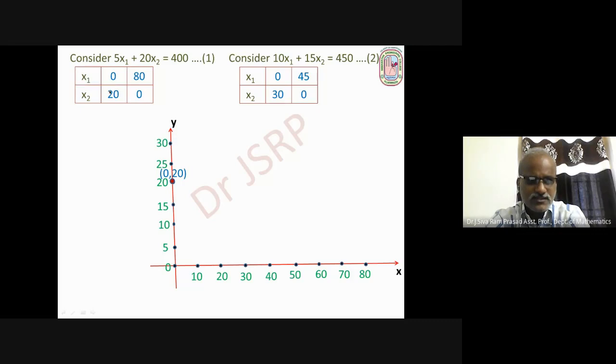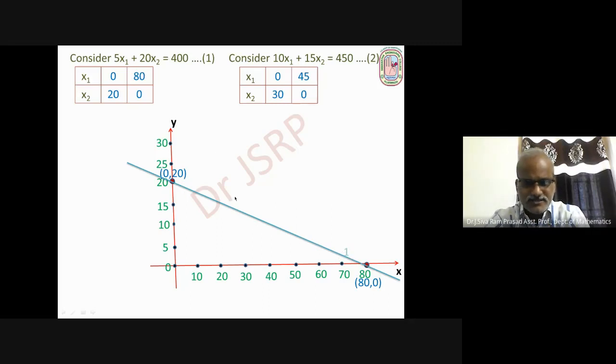Next, the second point, (80, 0): x1 = 80, x2 = 0. This is on the x-axis. This is the point (80, 0). So join these 2 points with the scale to get the line. This is the first line. Write it here as 1.